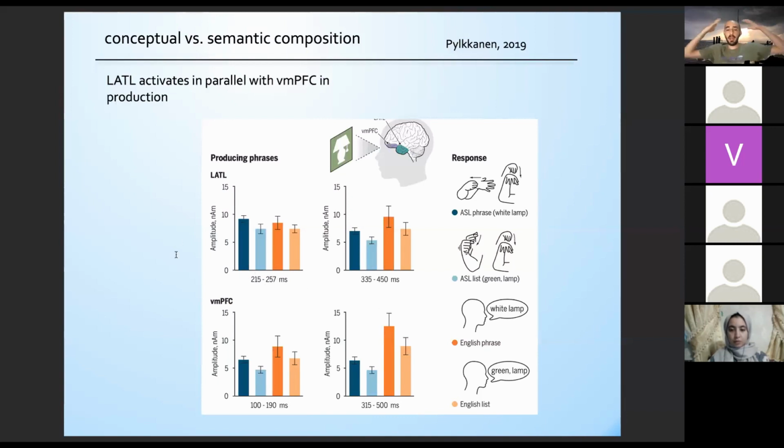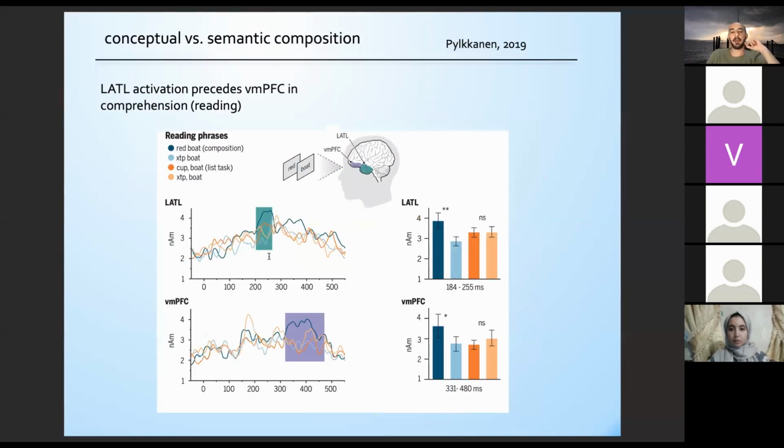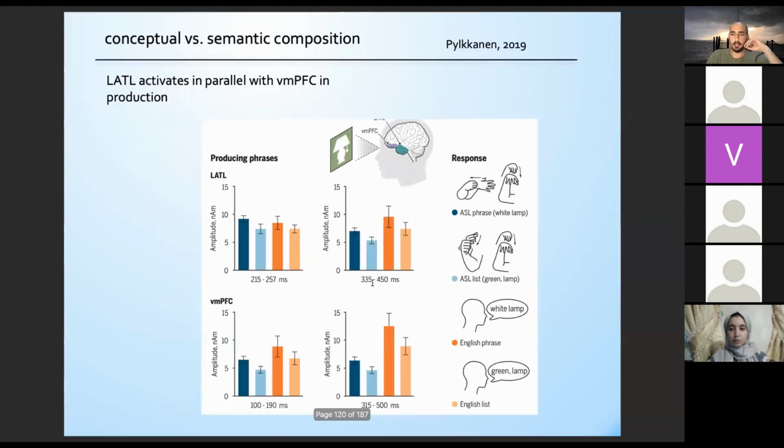So interestingly, when you vary the modality of processing from comprehension to production, in comprehension, you got that the first area lighting up would be your LATL and then ventromedial prefrontal cortex. But if you move to production, you actually get that both areas are active at the same time. Interesting. So that's also something that you should bear in mind, that tells us something about the flexibility of the system and also the priority of the activation of different areas.